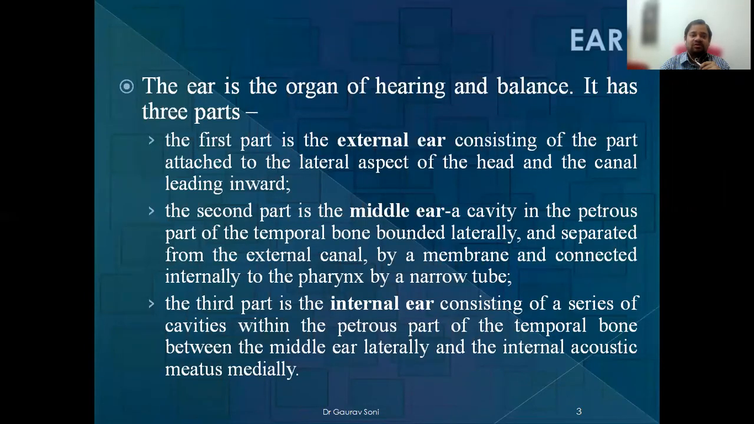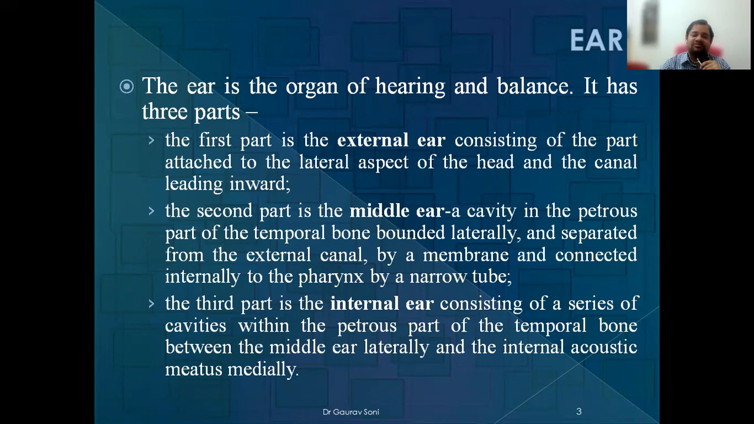So the ear, as we all know, is the organ of hearing and balance. It has three parts. The first part is the external ear, consisting of the part attached to the lateral aspect of the head, this particular part, the pinna, and the canal inwards, that is the external acoustic meatus. The second part is the middle ear, a cavity in the petrous part of the temporal bone, bounded laterally and separated from the external ear by a membrane-like curtain, and connected internally to the pharynx by a narrow tube. That membrane-like thing which is present in between is the tympanic membrane or eardrum.